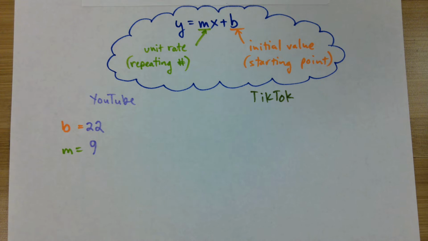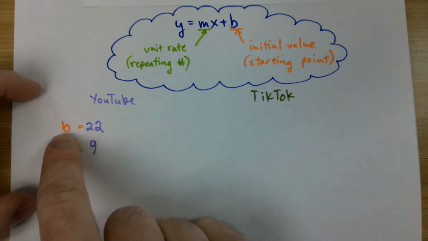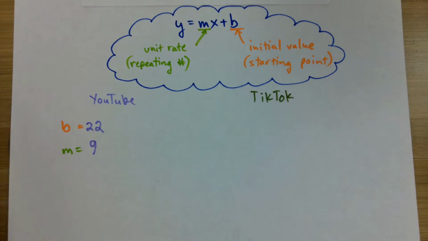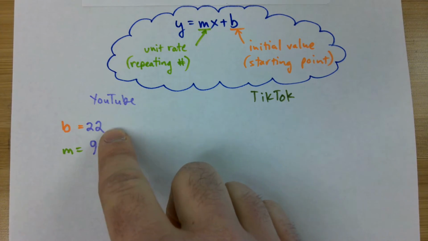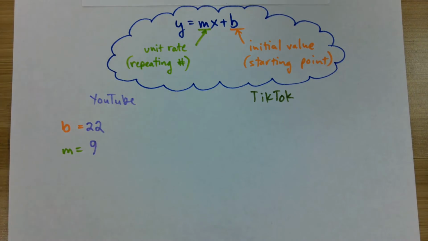So for whatever reason, that first hour, the video kind of popped off a little bit more than in the following hours at least. So that's going to be our B value. Let's go ahead and now set up this equation, y equals mx plus b, with these two numbers.